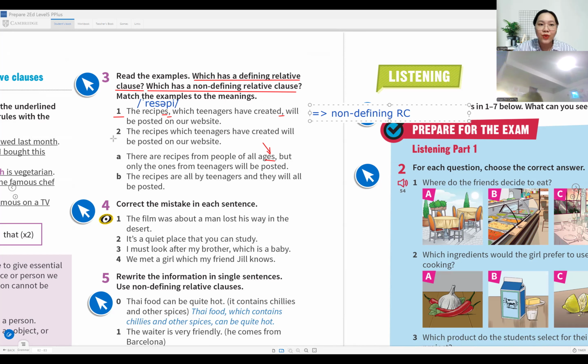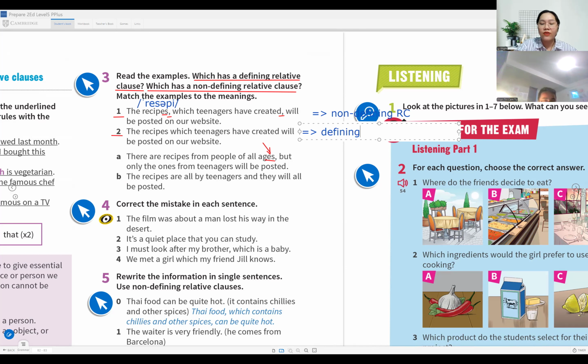And then for sentence 2, we don't see any commas here, which means we cannot omit it because this is a necessary piece of information. So sentence number 2 is a defining relative clause. Then after answering these 2 questions, could you match examples 1 and 2 to their meanings, A or B?